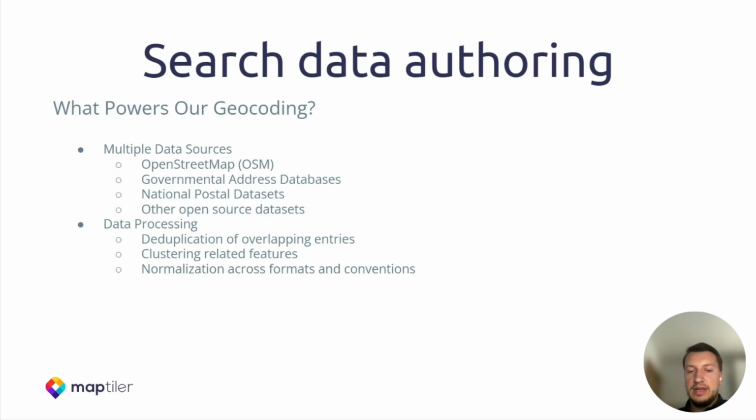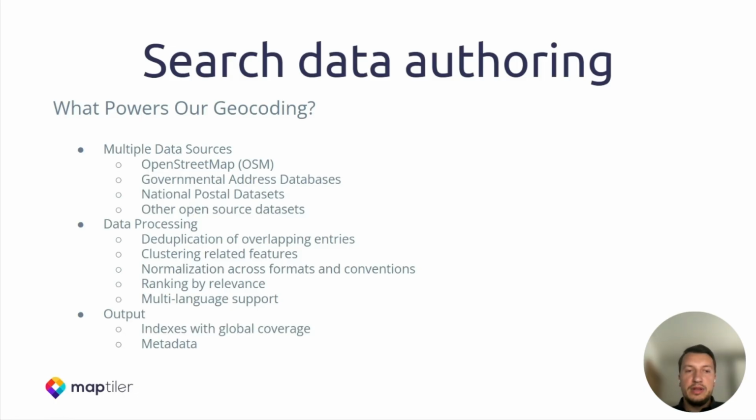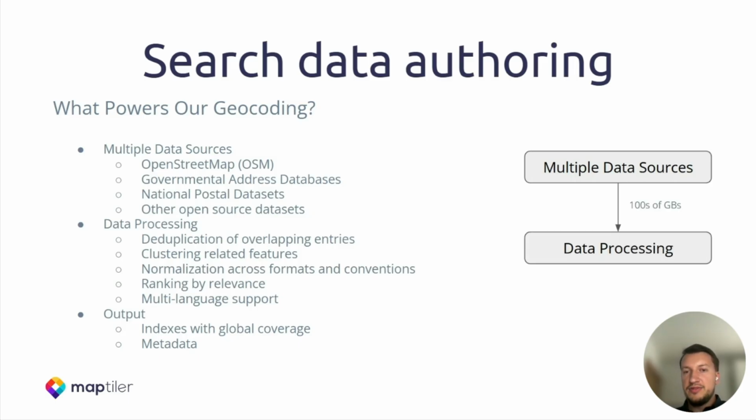Each country has its own address format, and we support country-specific normalization of addresses, postal codes, and so on. We do ranking by relevance, and we support multiple languages. As a result of this data processing, we provide indexes with global coverage and with rich metadata. So to sum everything up, we collect multiple data sources, which is hundreds of gigabytes of data. We process them, which usually takes tens of hours, and we provide the output. The output in this case is our indexes. Those are the data which powers our geocoding service.